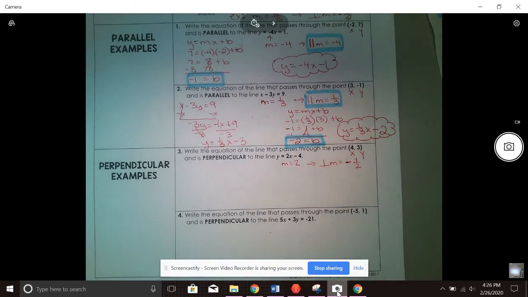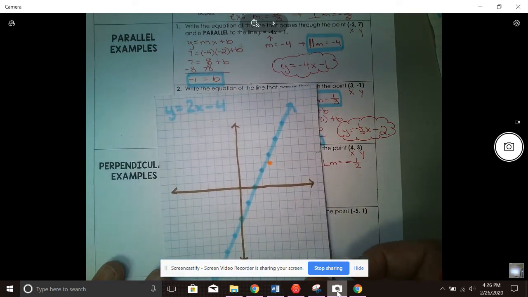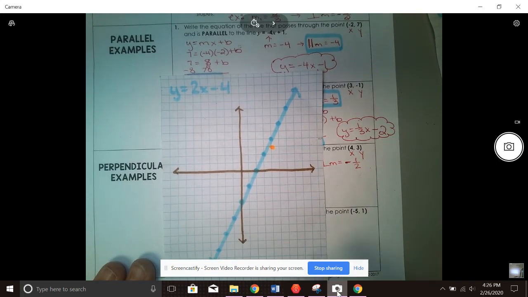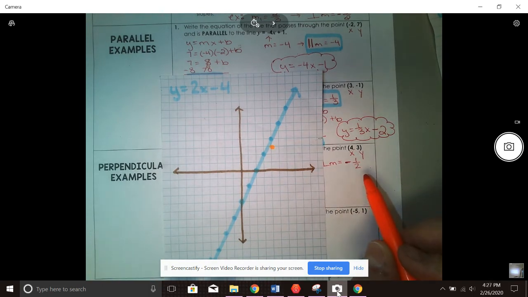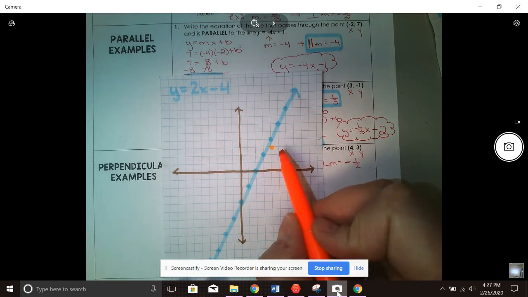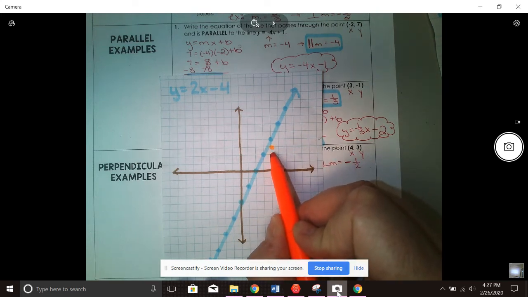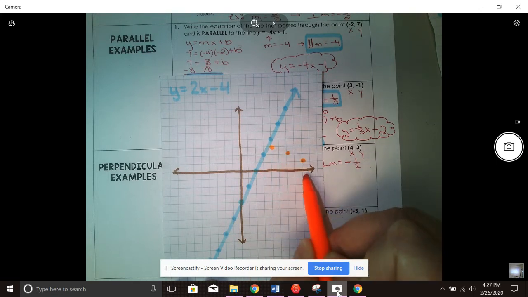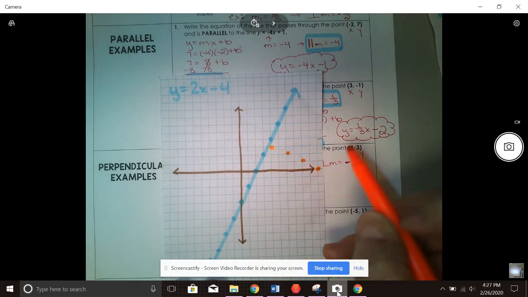Now I'm going to pause real quick. I want to show you what that will look like graphically before we solve it. So again, I've graphed the line 2x minus 4 in blue, and I've plotted the point 4, 3 in orange. I need to use a negative 1/2 as my slope, which means from this point, I'll go down 1, right 2, down 1, right 2, down 1, right 2.